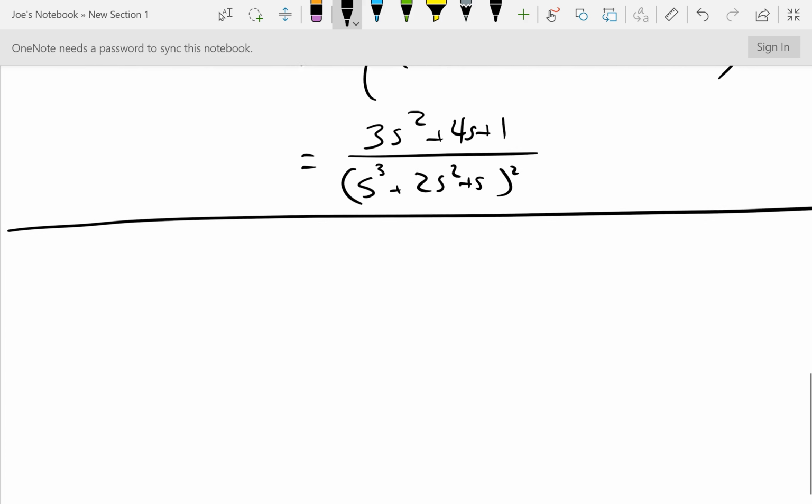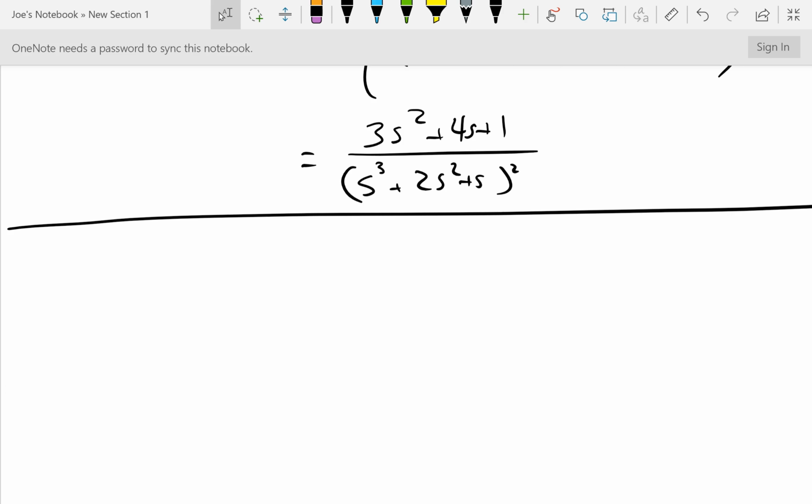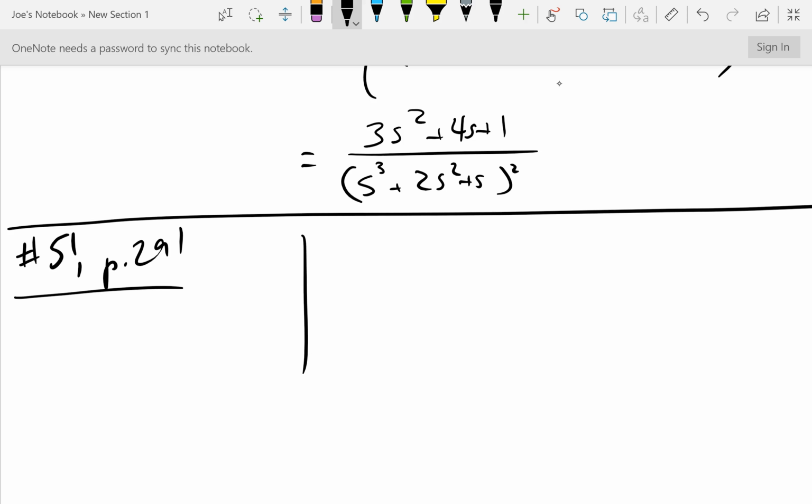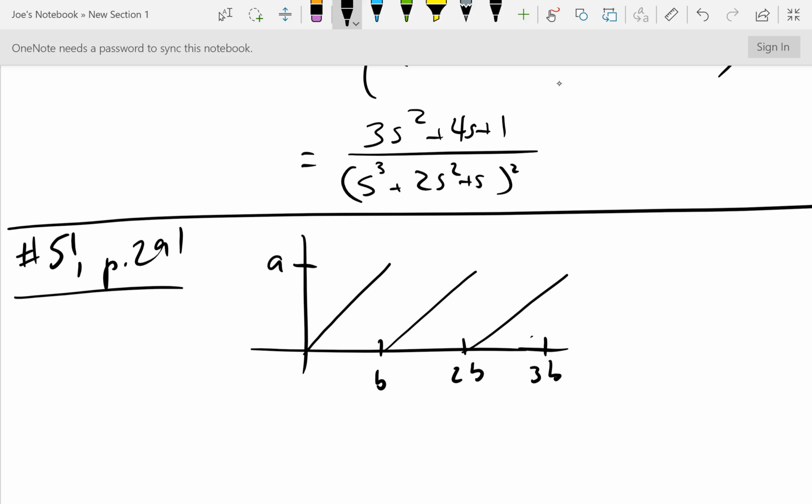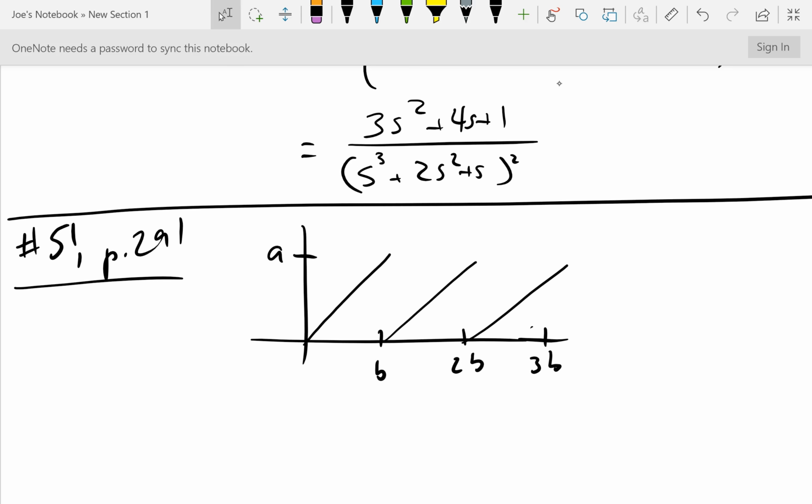Let's do one more where we have a Laplace transform for a periodic function. Let's look at number 51 on page 291. I'll let you look up the problem in the book, but just to give you a quick graph, you've got this particular function where you've got these little sawtooth pieces going on. The first thing that we notice is that this function is periodic, that we've got this piece repeating itself over and over and over again, and the period is b.